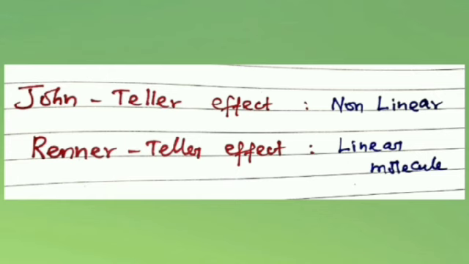That is, when an electron is removed, the degeneracy is removed, that's all. Okay? It is known as the Jahn-Teller effect for non-linear molecules, and the Renner-Teller effect for linear molecules.